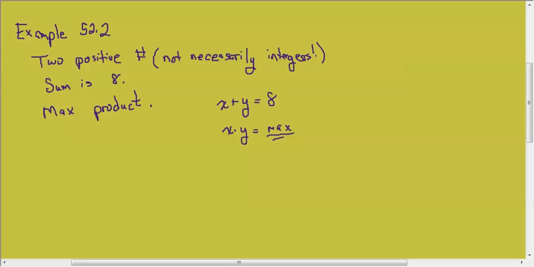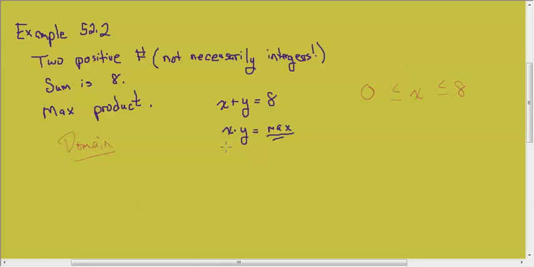All right, remember we have to think about domain. What's the domain? Well, it has to be positive, so 0 is less than or equal to x is less than or equal to 8. Well, 8 times 0 is going to give me a 0 product, so that's not going to be the maximum. But again, I'm focusing on this lesson, trying to emphasize domain.